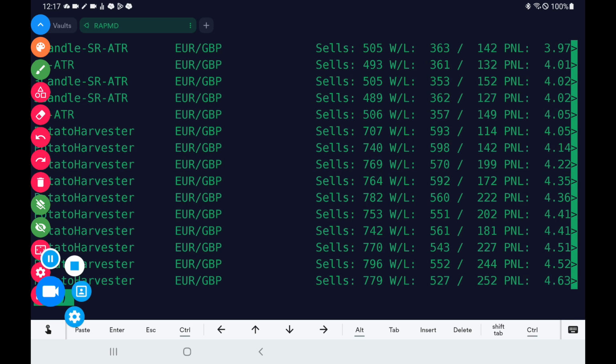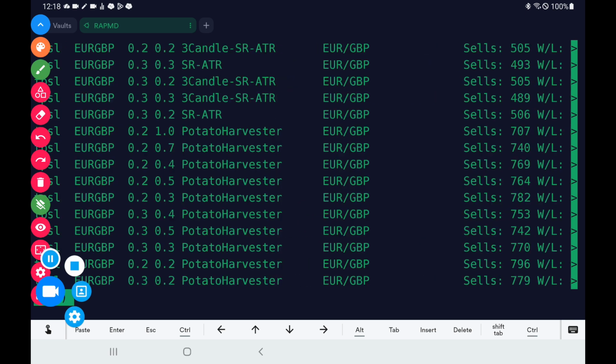$4.63. But if we look at the ones above it, potato harvester in general for this market is a landslide victory. And we can see that just about every result is in the $4 range. And here we have a whopping 4 wins to roughly 1.5, 2 losses. So we can clearly see the consistency of a 2-to-1 to a 3-to-1 on average win rate over loss rate with the potato harvester on the eurgbp asset.